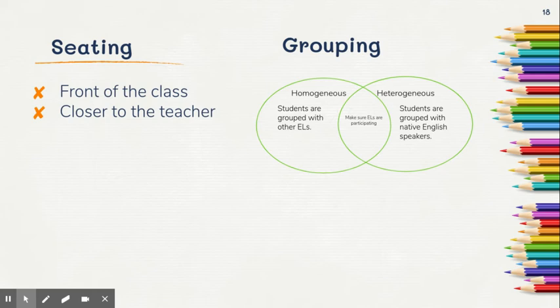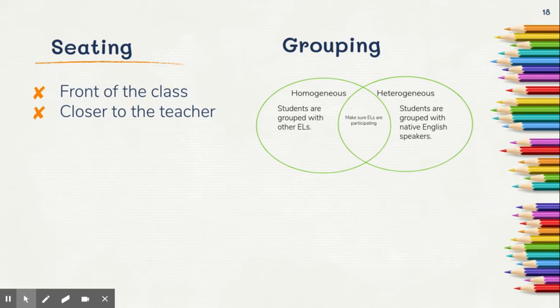Grouping. There are two types of grouping: homogeneous and heterogeneous. So for homogeneous groups, that means you're grouping ESOL students with just other ESOL students or students who are Spanish speaking. And then your heterogeneous groups may look like you're grouping ESOL students with students that are English native speakers. So you can do either. There's no recommendation for either.